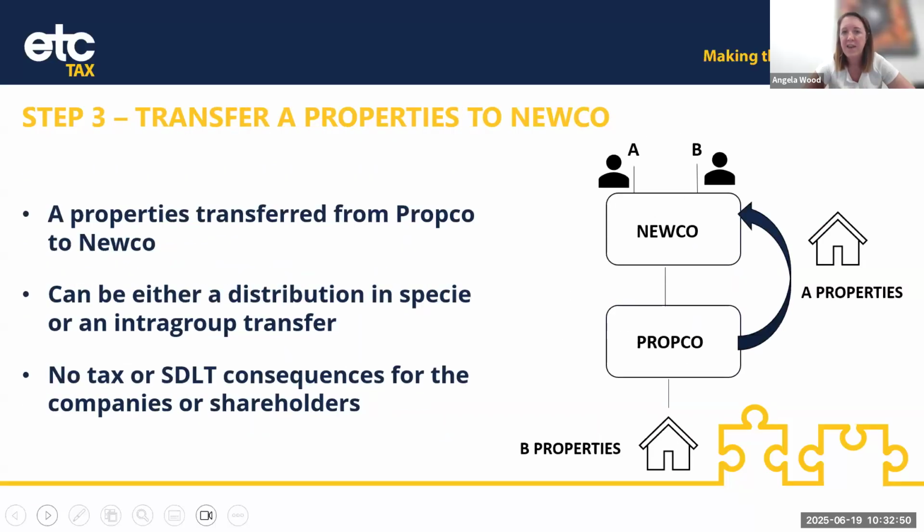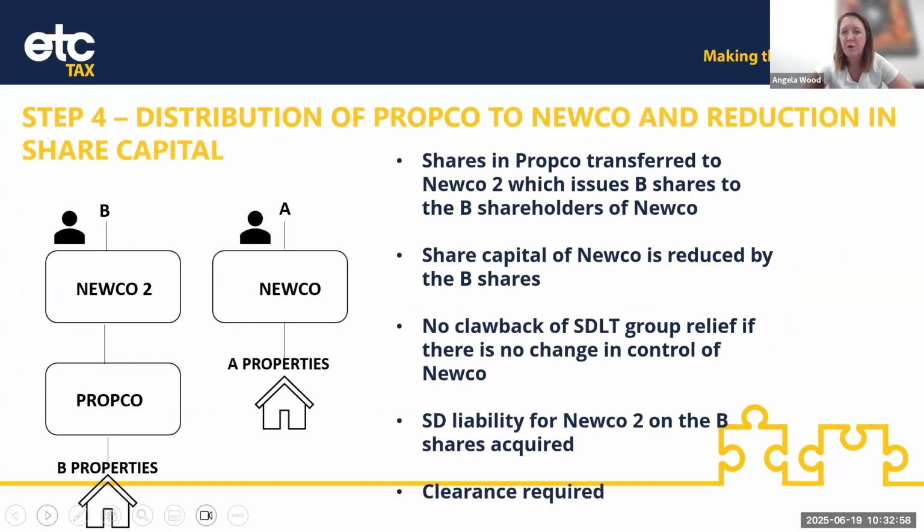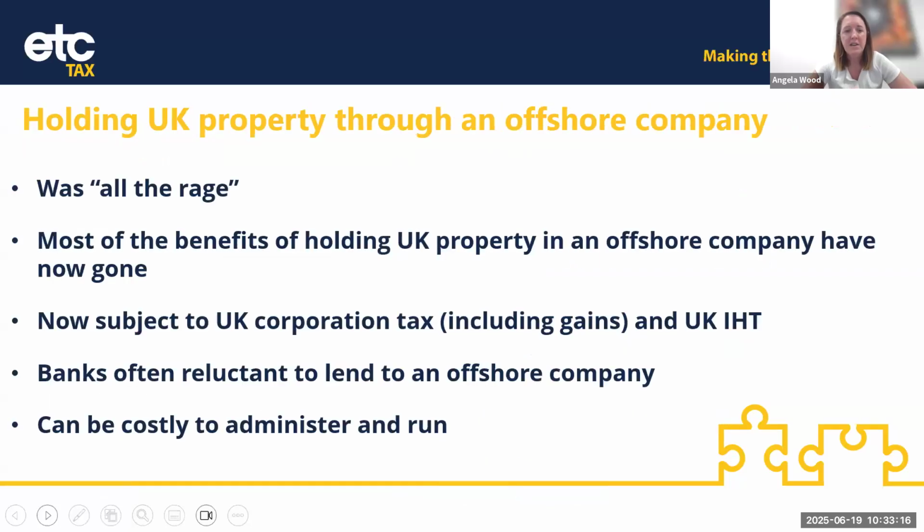Step 3, we then transfer the A properties to the new co. And then we've got those starting to be separated. And then step 4, distribution of prop co to the new co and reduction of share capital. What you end up with is basically the A properties being held by the A shareholder and the B properties being held by the B shareholder. And that can all be done very tax efficiently with usually no tax charges. There are clearances required and things, but that's a way to do that. A number of steps.